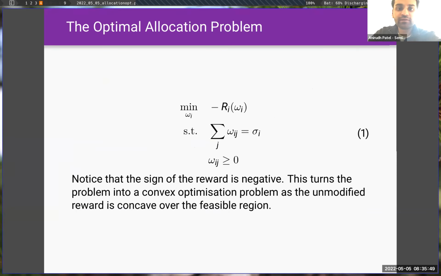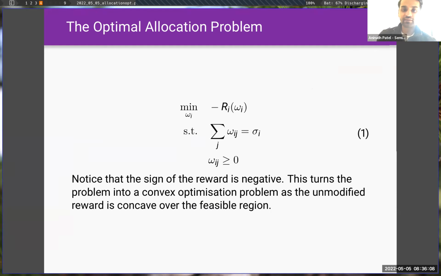Okay, so in the optimal allocation problem, essentially what we have is a minimization problem. Technically, it's a maximization problem, right? Indexers want to maximize their reward. But if we make it negative, then we can just say it's a minimization problem instead, and that allows us to use sort of normal convex optimization techniques.